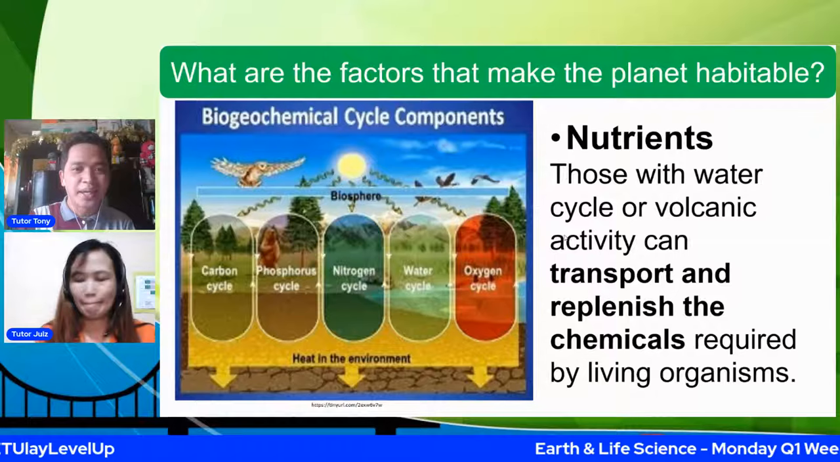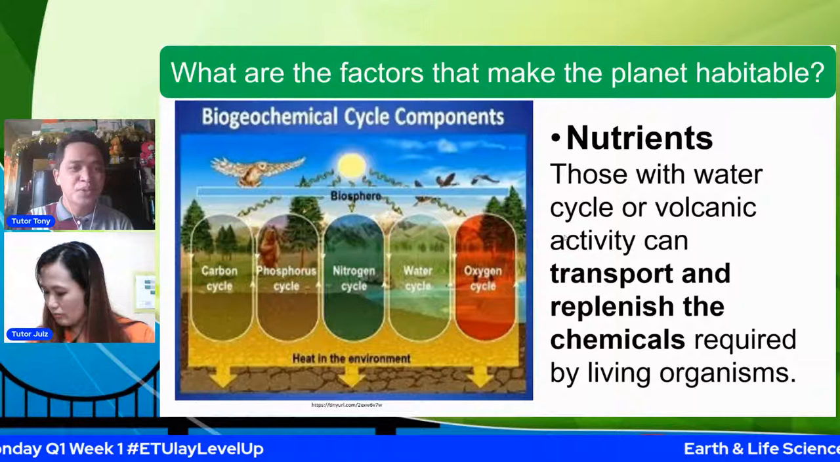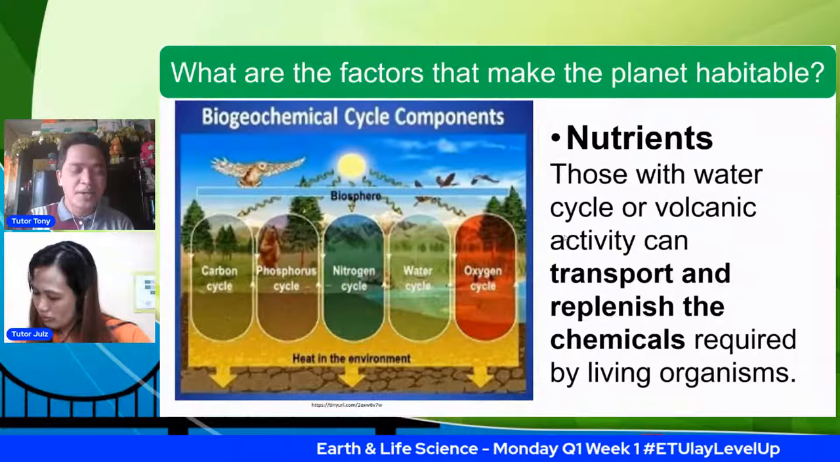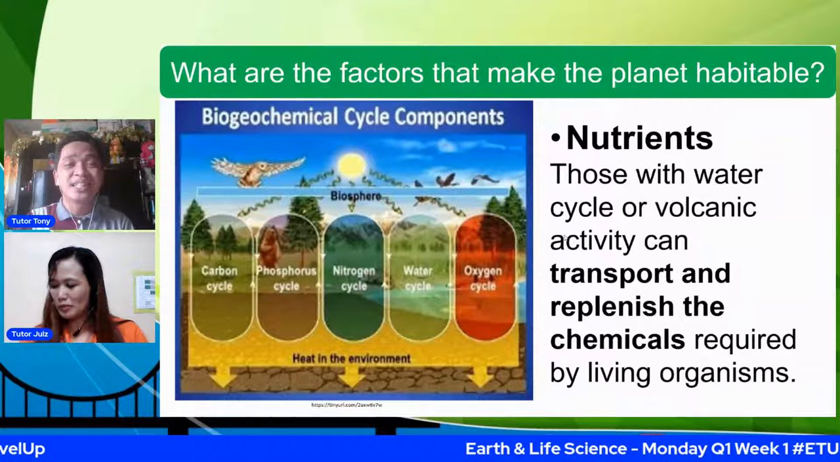So let's recall lang. The different factors that make the planet habitable are the following. We started with temperature. We have enough temperature, hindi naman sobrang lamig, hindi rin sobrang init. We also have the atmosphere. We also have, of course, the presence of water, and of course, the last, the earth has to have the important or needed nutrients.